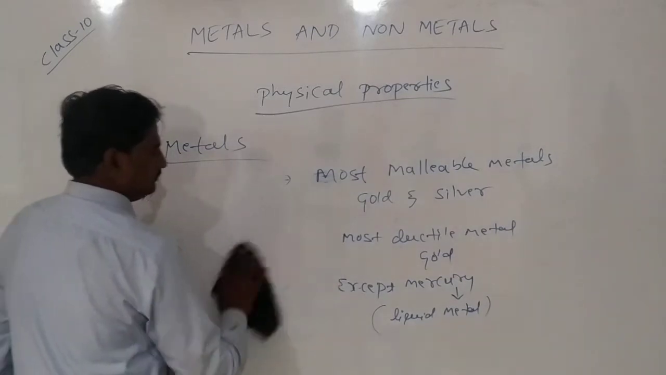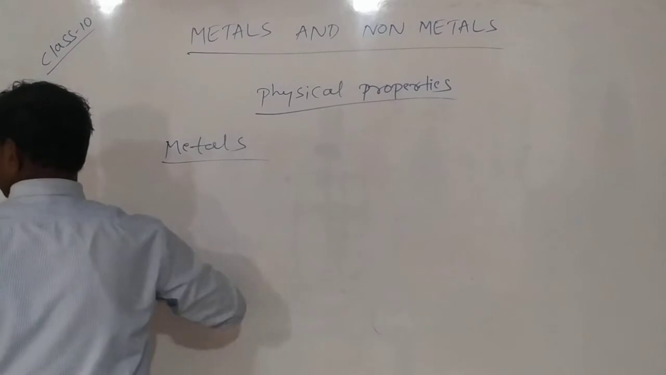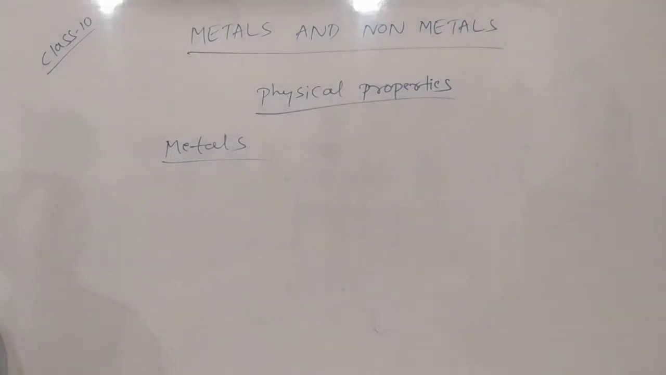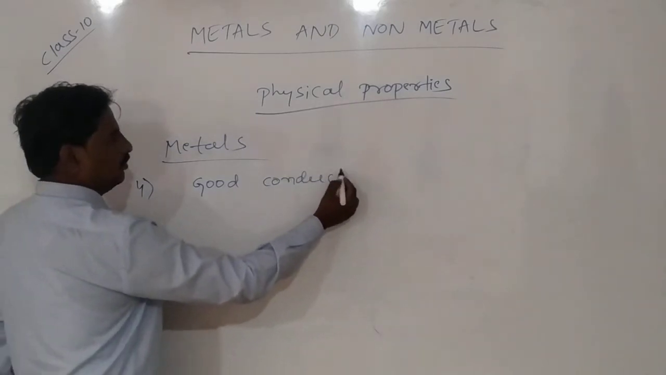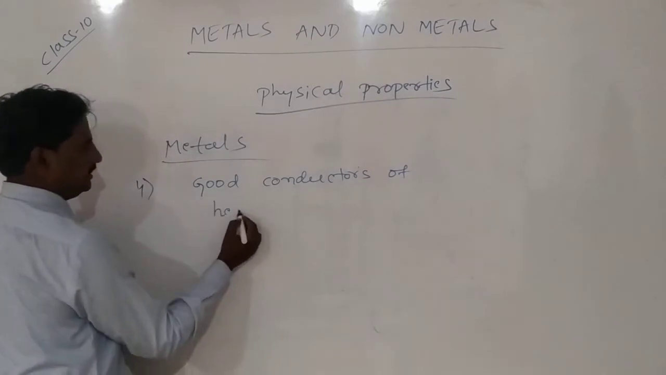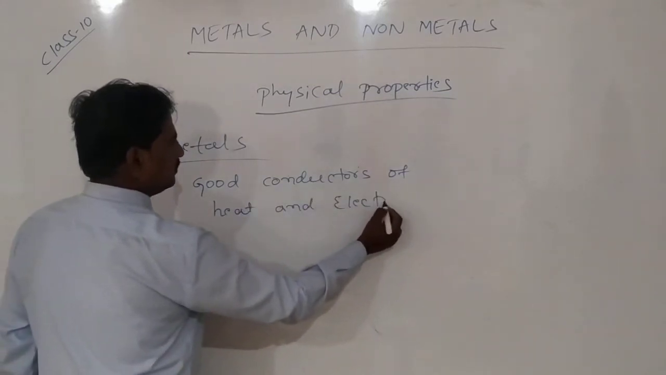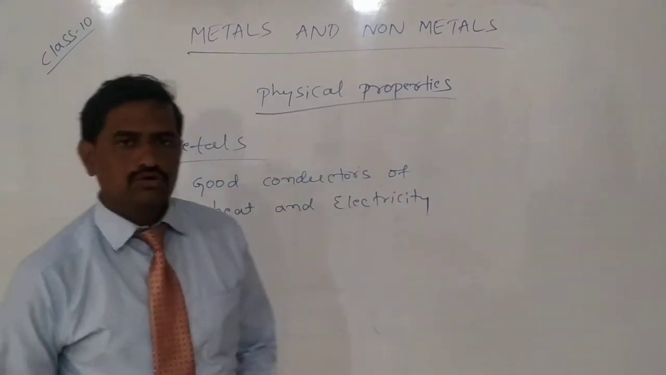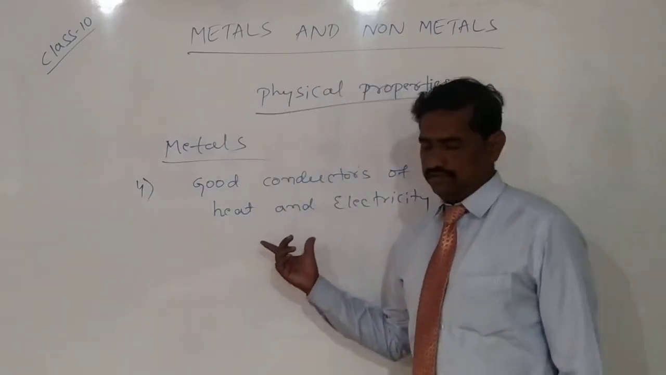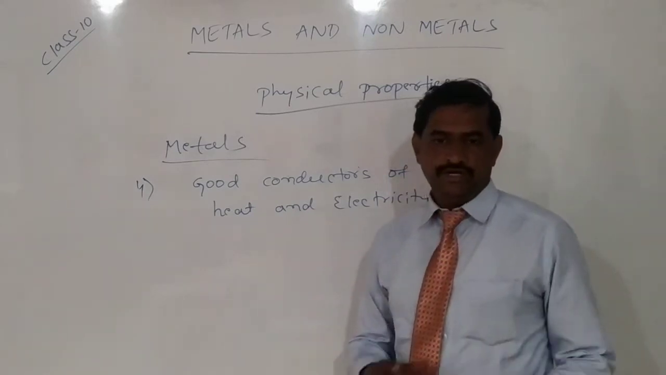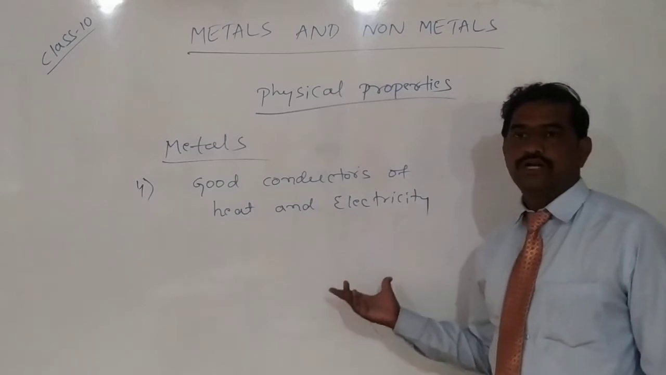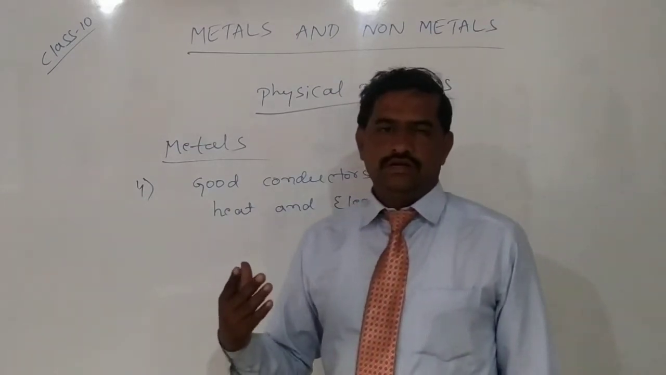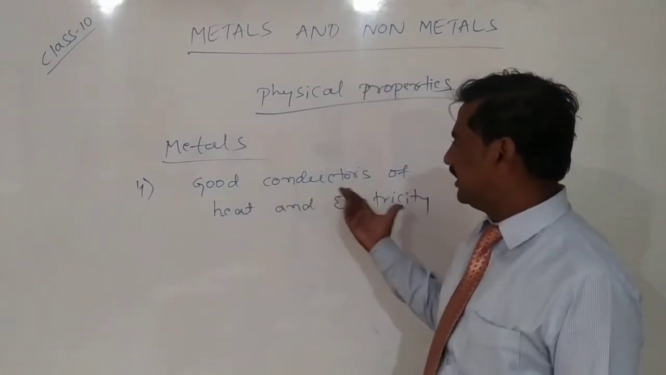The fourth property: metals are good conductors of heat and electricity. It means they can conduct electricity as well as heat. Heat is transferred from one part to another with the help of metals. Electricity as well as heat is easily transferred. That's why metals are good conductors of heat and electricity.